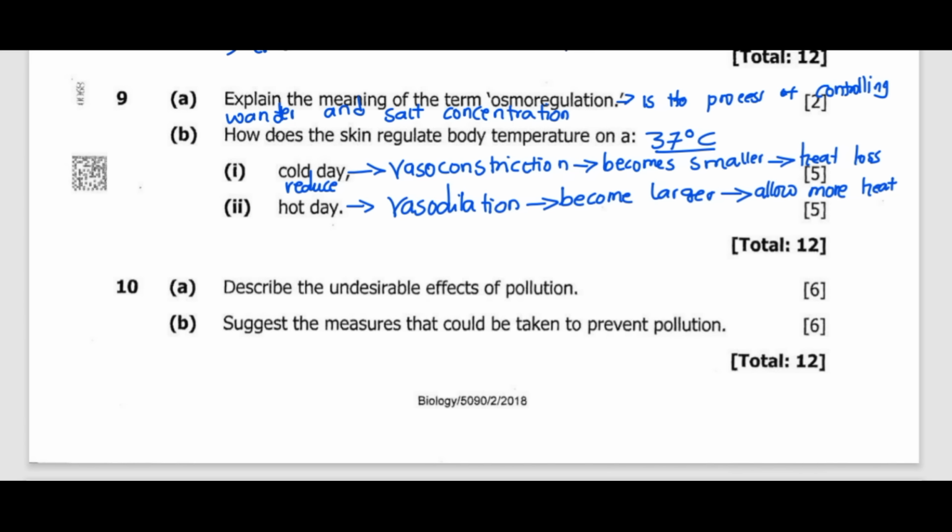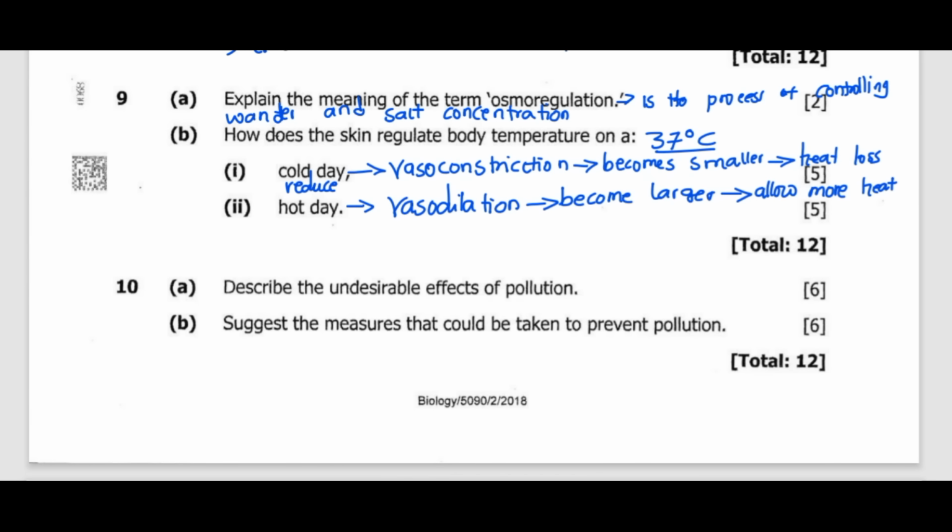So the opposite of what I've said is also true for vasodilation. Here we are going to see that the arteries will become larger in size. Then sweat glands produce more sweat. Then from there we are going to have heat loss increased, lowering the temperature. So that is what we can share for that one.